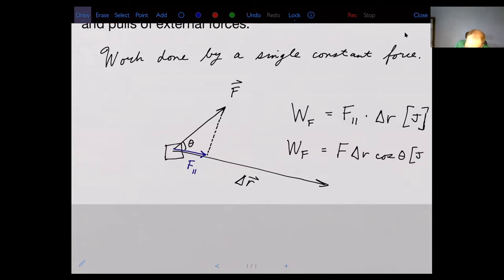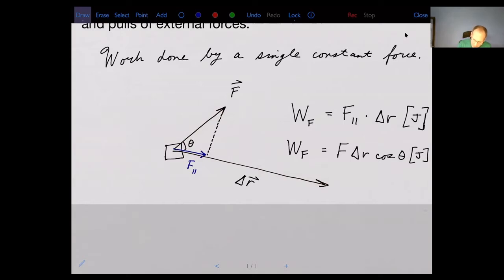So this will be in joules. All right, so that's the definition of work, right? F times displacement times the cosine of the angle. And the angle is always between the force vector and the displacement vector. That's the angle theta.